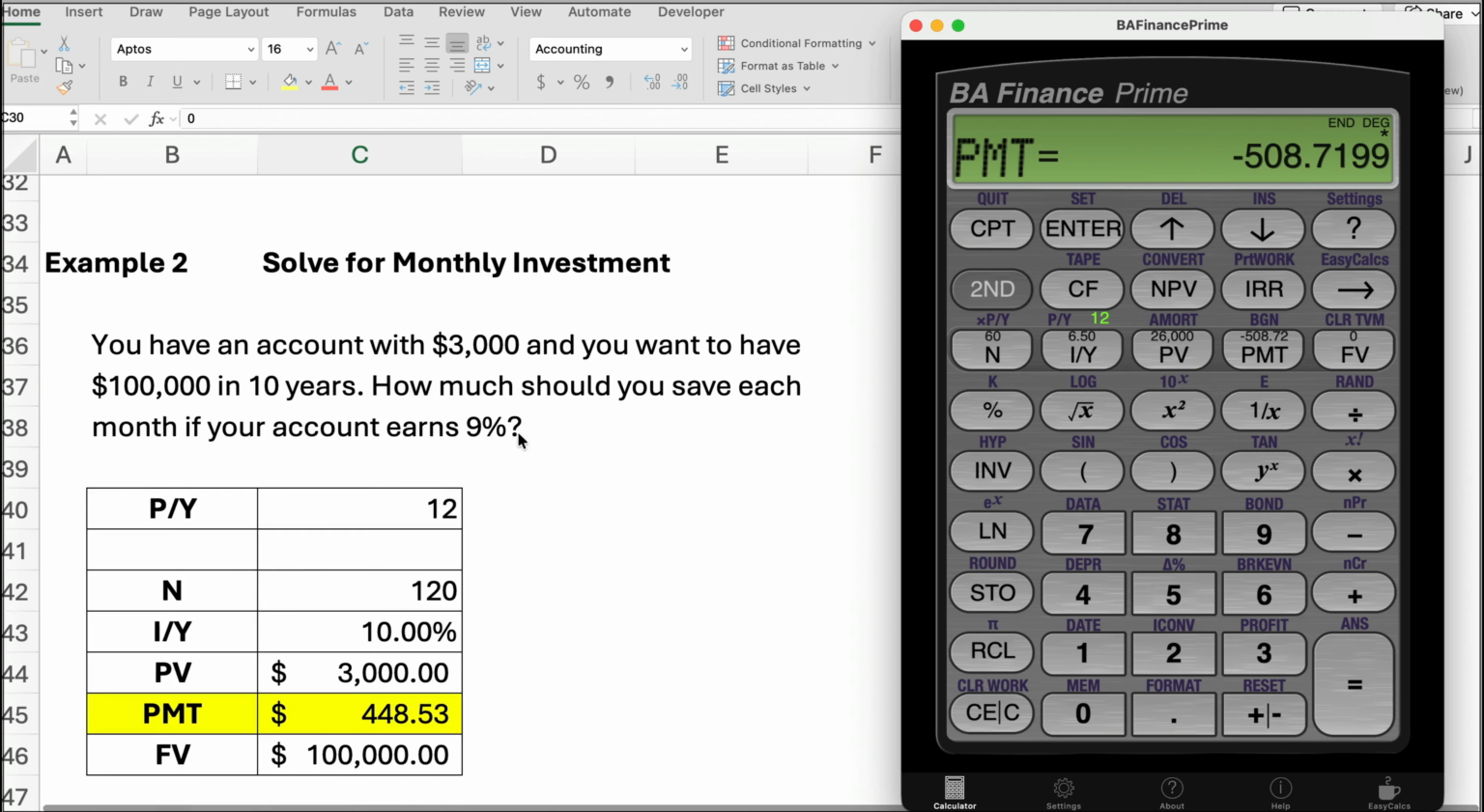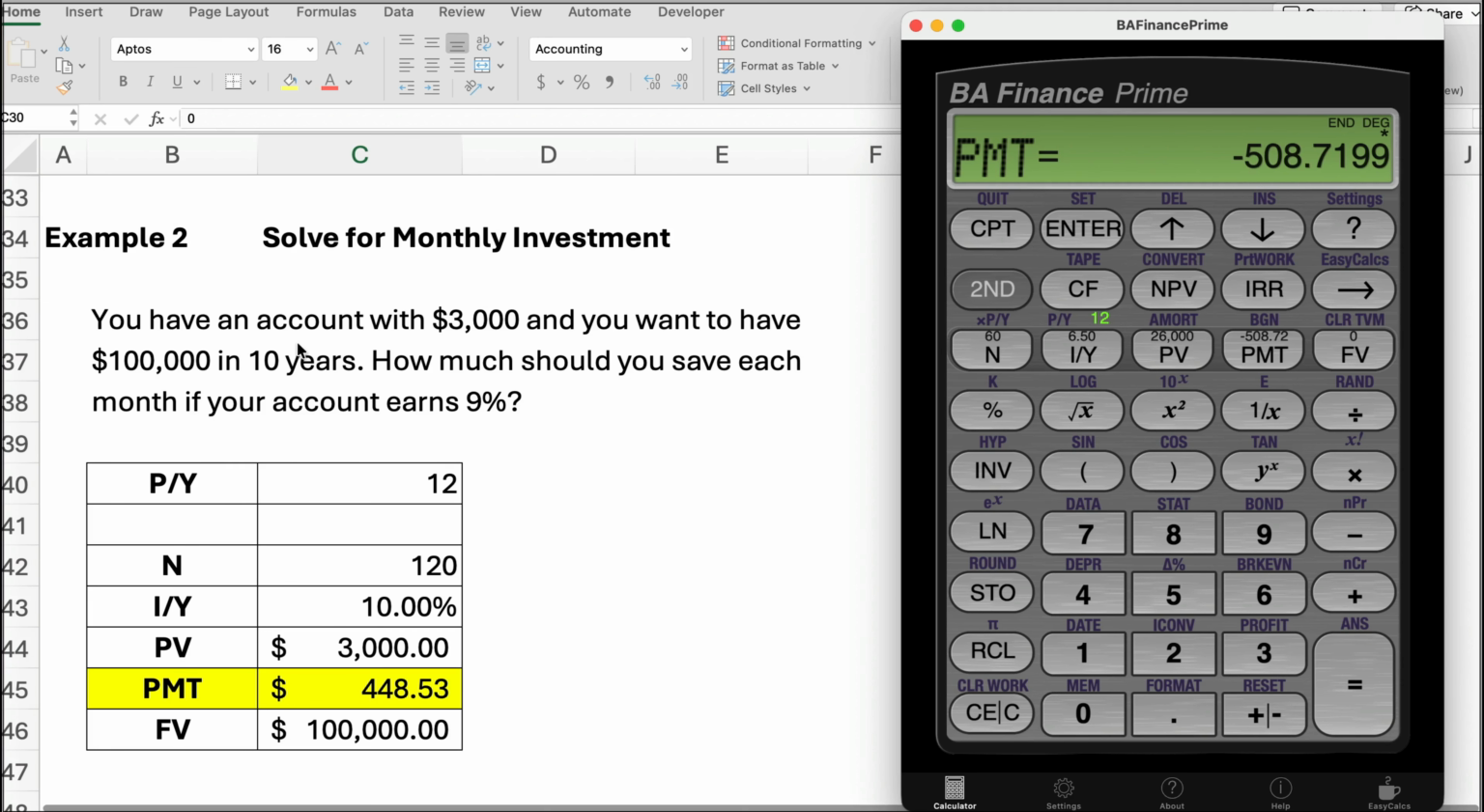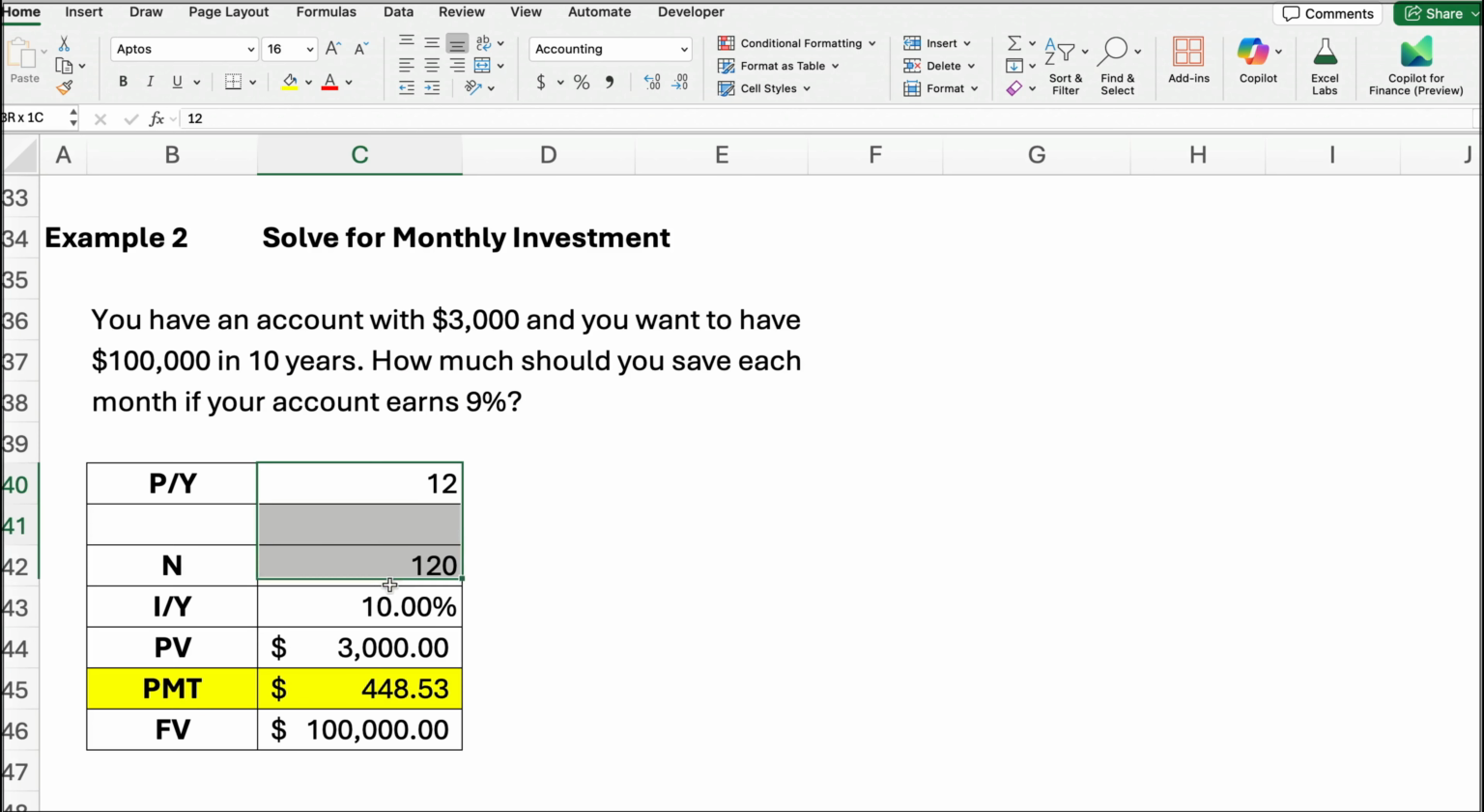All right, let's look at the next type of investment. You have an account with $3,000. In fact, let me clear this out so we can enter it together so you can think about the logic here. You have an account with $3,000, okay, so that's today. And you want to have $100,000 at the end of 10 years. How much should you save each month if your account earns 9%?